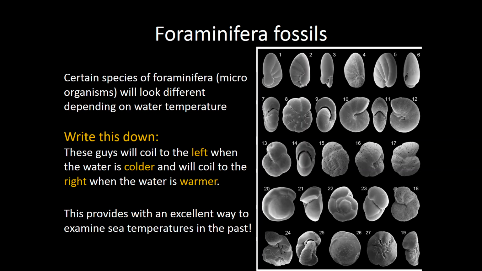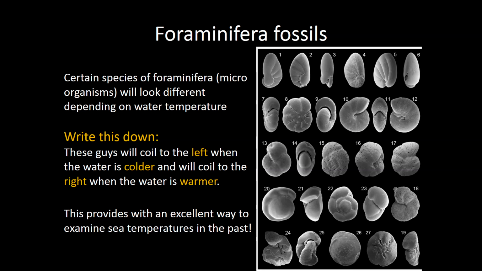All right, so I'm going to need you to write something down here because you're going to do your own in-class assignment for this, all right? Certain species of foraminifera, the things that make up those shells that we talked about a while back, we use them to figure out oxygen 18 dating. They will look different depending on water temperature.